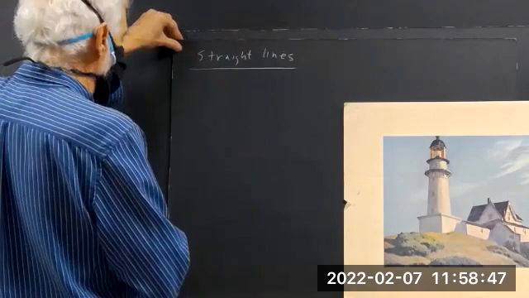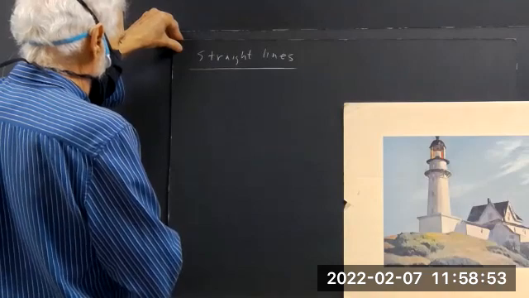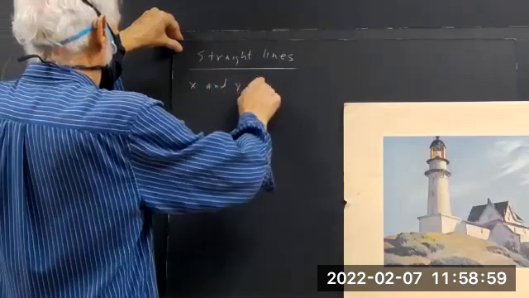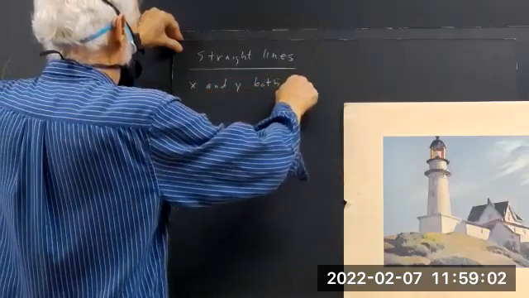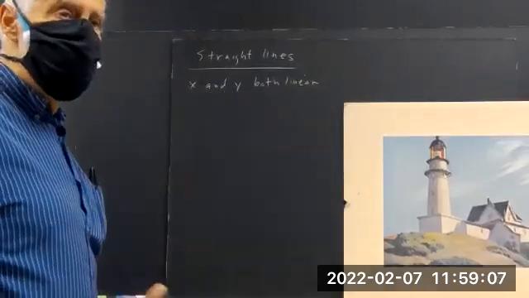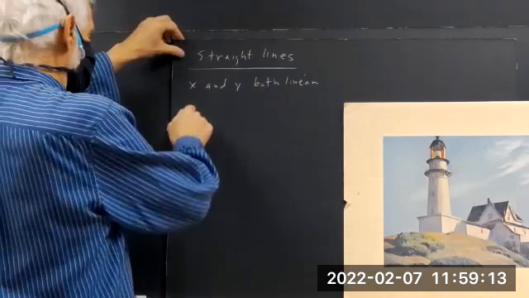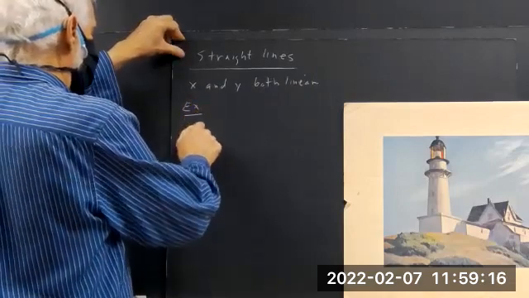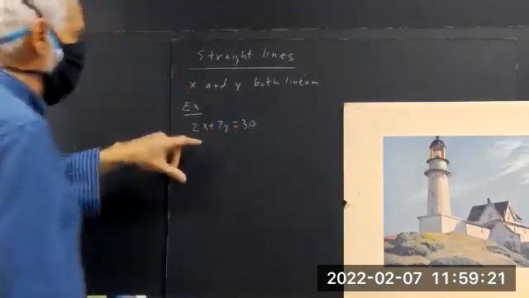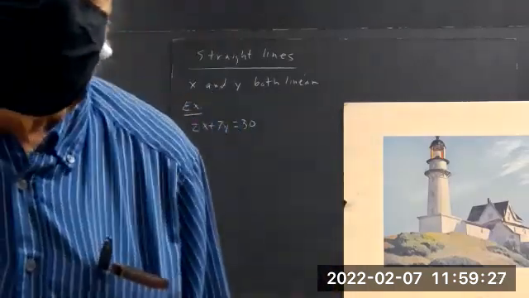Straight lines. Okay. x and y are both linear when you write the equation of a straight line. So for example, 2x plus 7y equals 30 is going to give you a straight line. We'll see exactly what that means and exactly why in a minute.